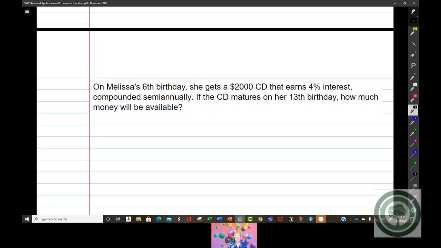The most common mistake is to say T equals 13. But it doesn't. She doesn't get it till she's 6 years old. So it'll be in the bank from her 6th birthday to her 13th birthday. So T is going to equal 13 minus 6, which is 7.